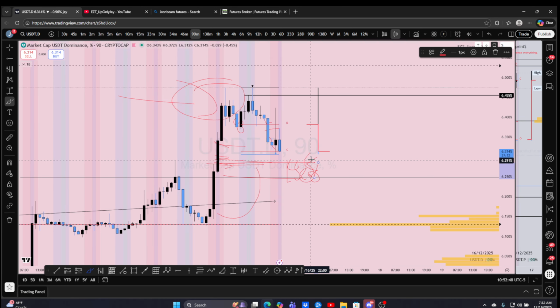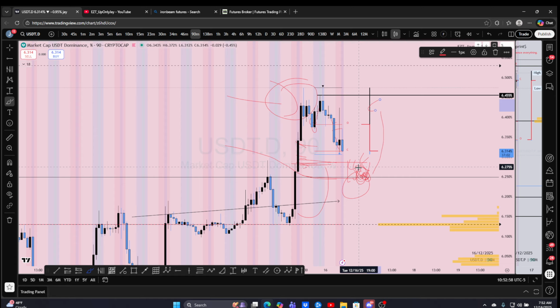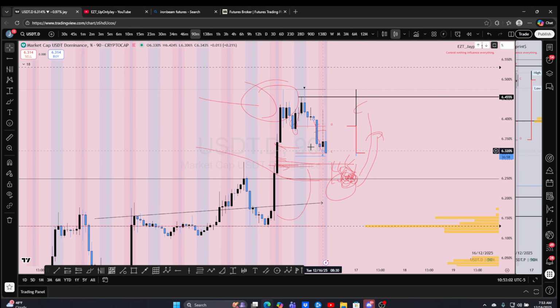But again, the same logic goes, right? If the new daily starts down here, then most likely what will happen? It's starting at a lower end, right? We're not starting high. So then we might be able to see another reset pushing back up.